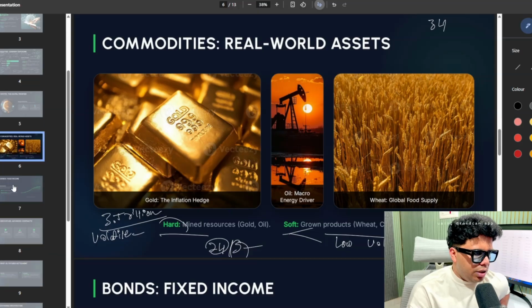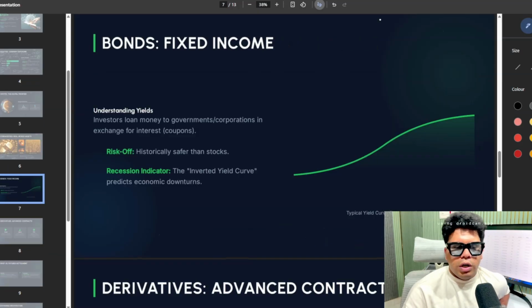The next market is bonds. So what are bonds? Bonds are like you are giving a loan to the government. The government is taking a loan from you. Before you invest in bonds, you need to understand the interest rate, the yield. The yield means the interest rate, how much returns you will get.